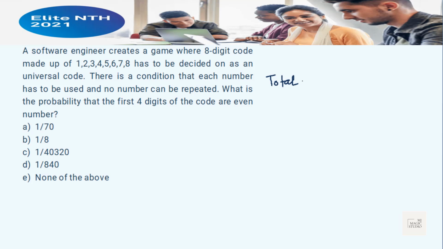For the probability, we know that we need two things. Total outcomes. Since an 8-digit code needs to be framed out of these 8, total outcomes would be 8P8, that is factorial 8 ways we can have this 8-digit code. Now, we need favorable outcomes. First 4 digits are even numbers. How many even digits do we have?